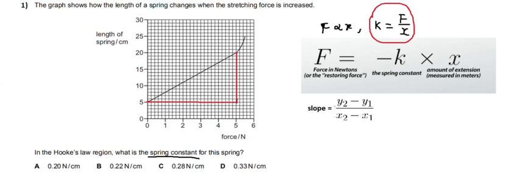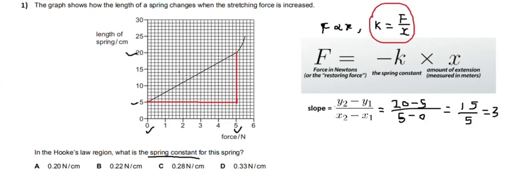So here you can see the change in the y-axis. On the y-axis the final point is 20, the initial point is 5, so I can write 20 minus 5, and on the x-axis the final point is 5, the initial point is 0, so it is 5 minus 0. So we are getting 15 divided by 5, that is the slope, which is 3.